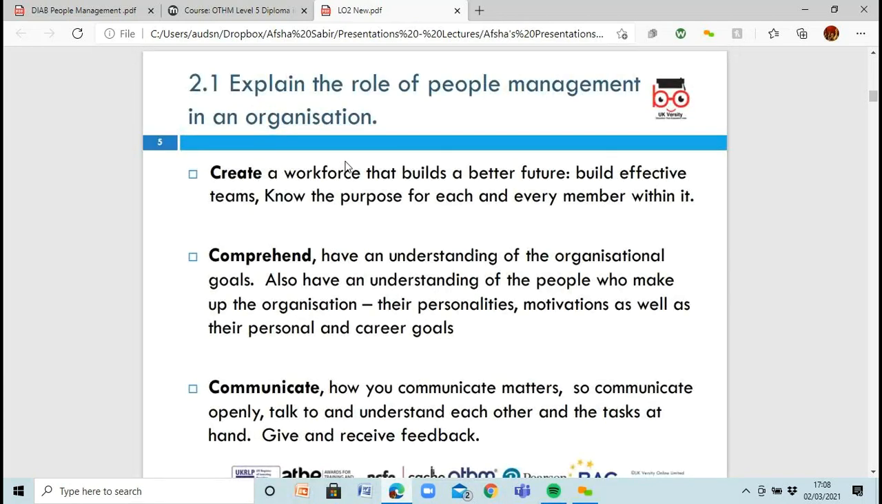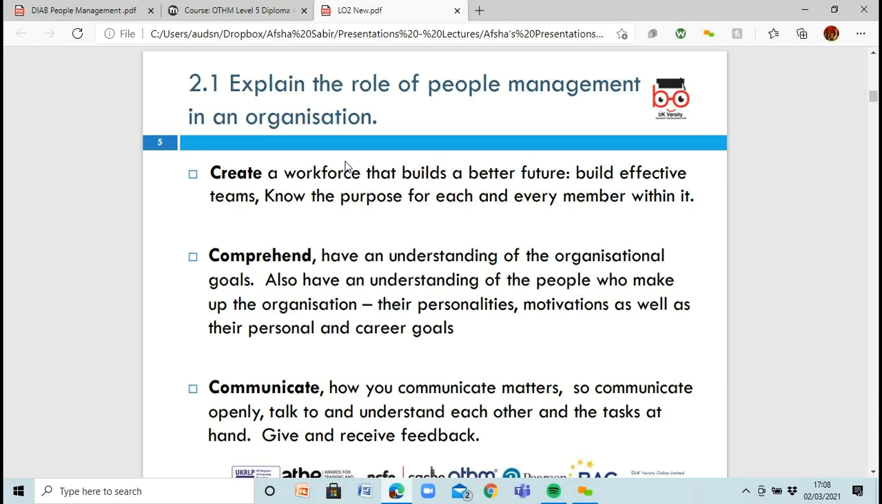So you're going to create a workforce. So you're creating this workforce so you can get a better future, you've got a better team, it's more effective, and that each and every member within it actually knows what the purpose is, and they can tell you what they're working towards. So you're creating an optimal team.